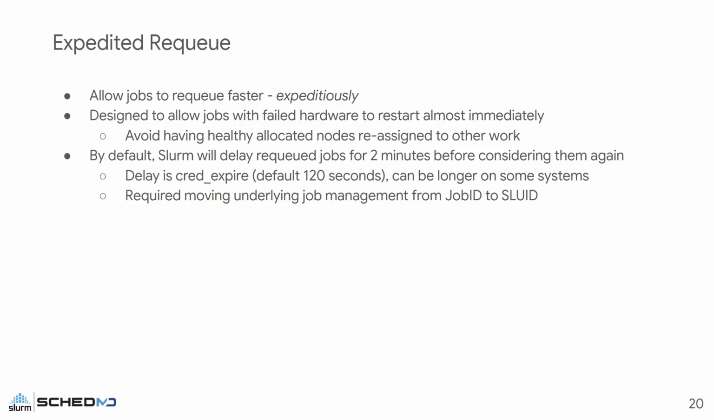The reason why this was fairly disruptive and required a lot of refactoring was that Slurm previously keyed all of its resource management layer off of the job ID. The job ID meant that launch credentials for steps could not distinguish between a requeued job, newly launched, and the original invocation of that job.